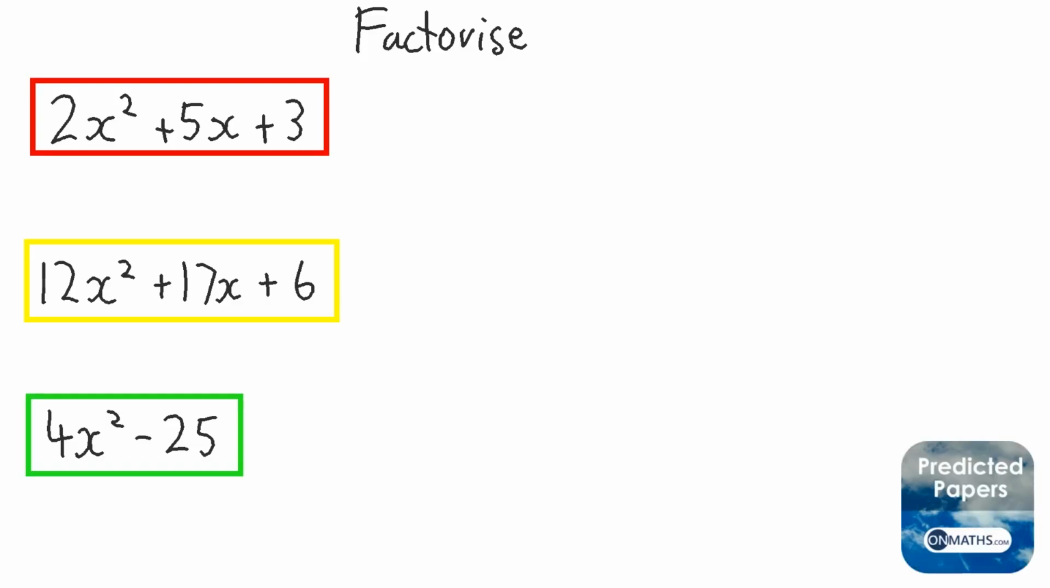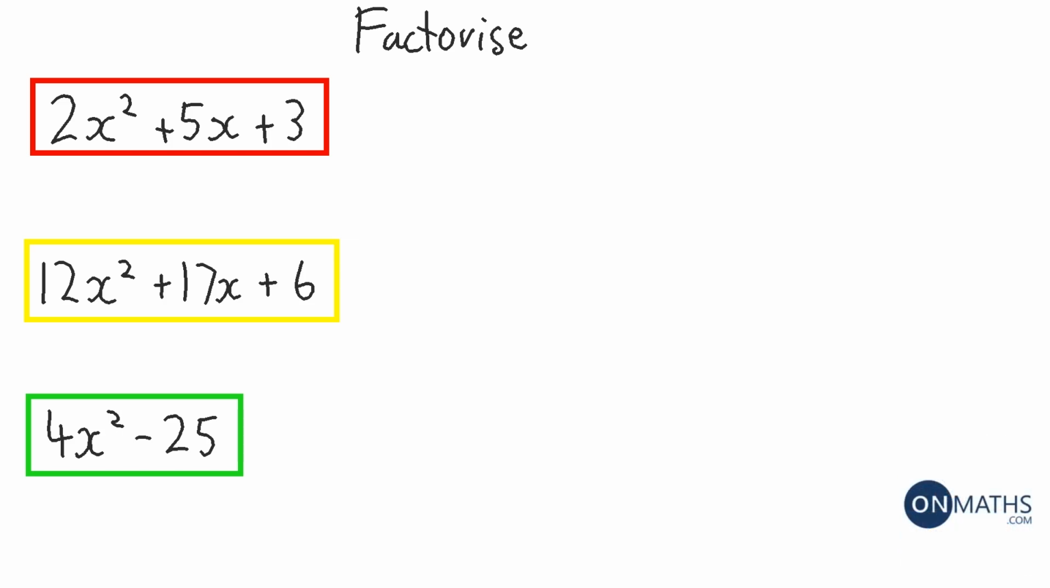Okay, so you can see now the difference between the ones that we want to tackle today. There's a number before the x squared now. So we do the same method as we did before initially, and then we've got to do something slightly different later on. So let's start with the same method.